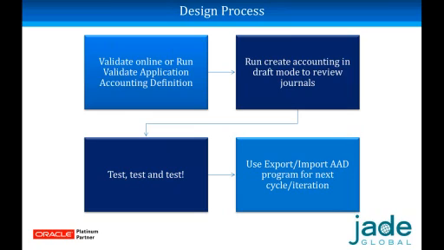If not, be sure to easily identify the SLA component to the correct Subledger accounting method. After the configuration, the next steps are as follows. Validate online or run the Validate Application Accounting Definition program. This will actually tell you whether or not you have properly configured SLA. Then you run Create Accounting in draft mode to review the journals. You can go to every event class and journal entries to make sure that the correct accounting combinations were actually generated.